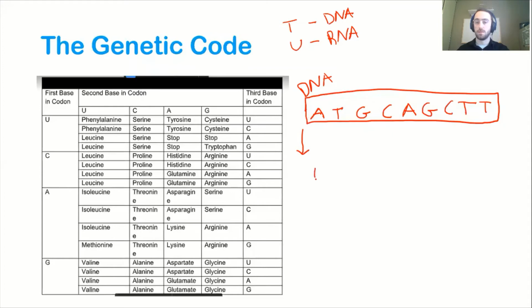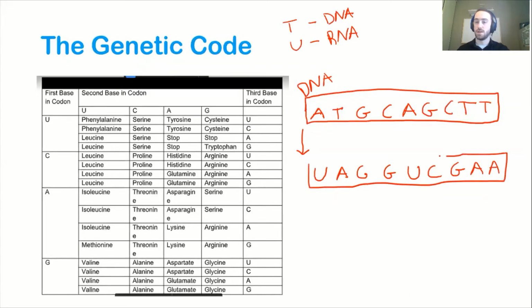A is going to bind with U. T, A, that's a C, G, U, C, G, A, and A. So if we had any issues with this, we have to go back in our previous notes or previous lectures and learn how to match up base pairs. So now we have our mRNA molecule.